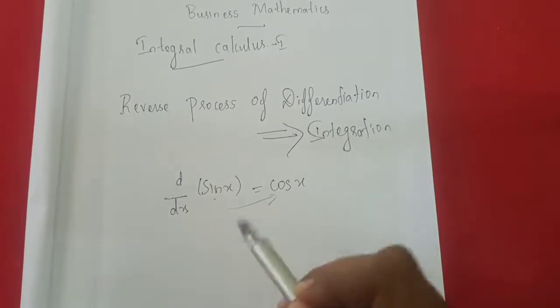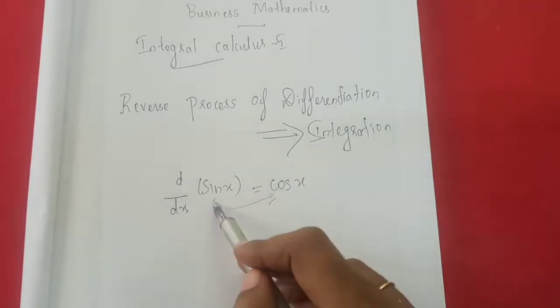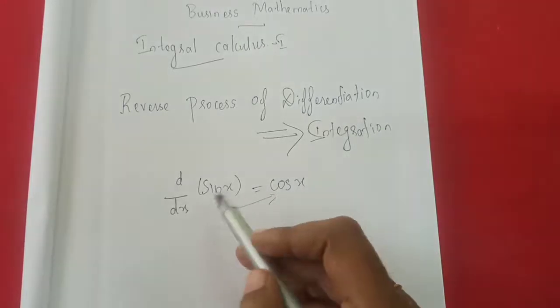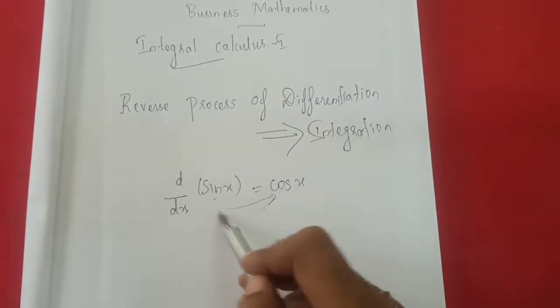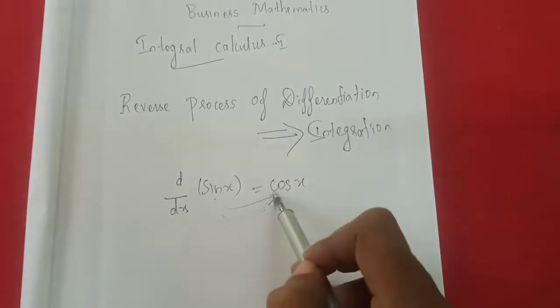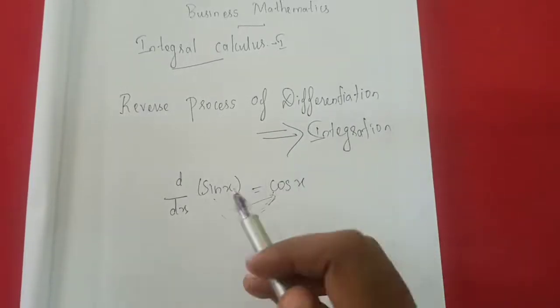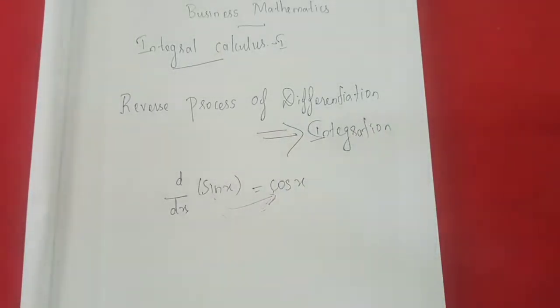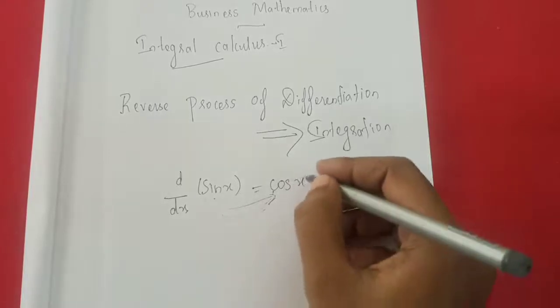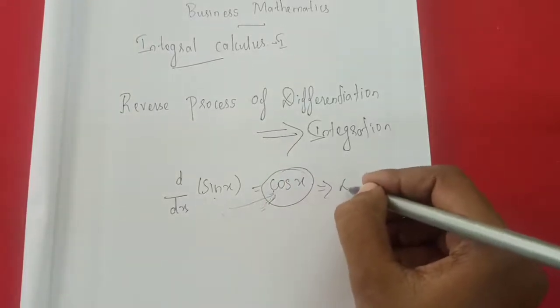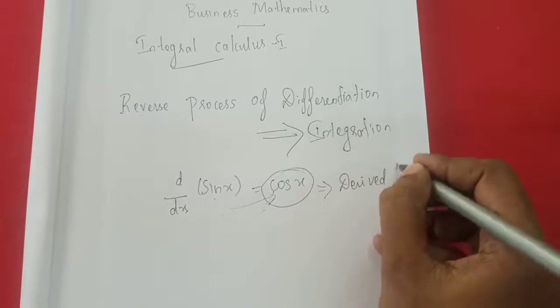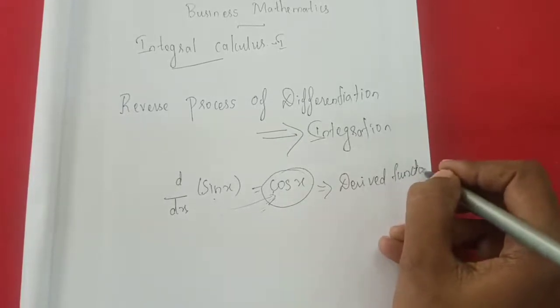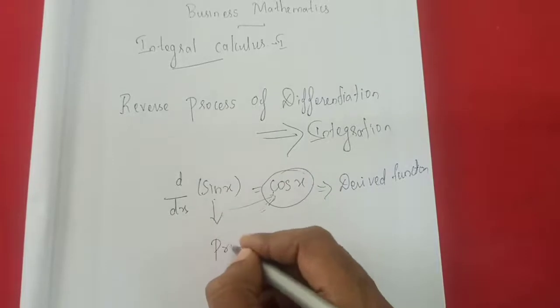Then if I go from cos x back to sin x, that is integration. From here to here it is differentiation, and from here to here it is integration. The reverse process of differentiation is called integration. Understand? Now some basic concepts: in this example, cos x is known as the derived function, and sin x is called the primitive function.